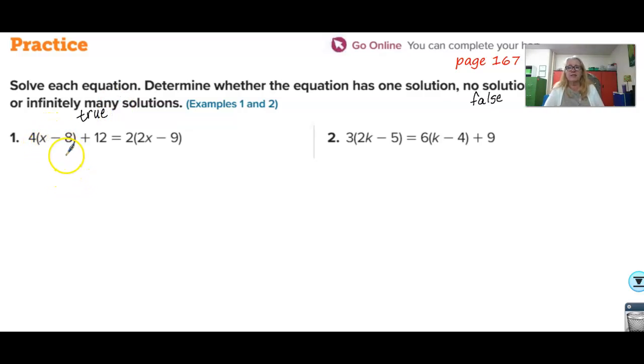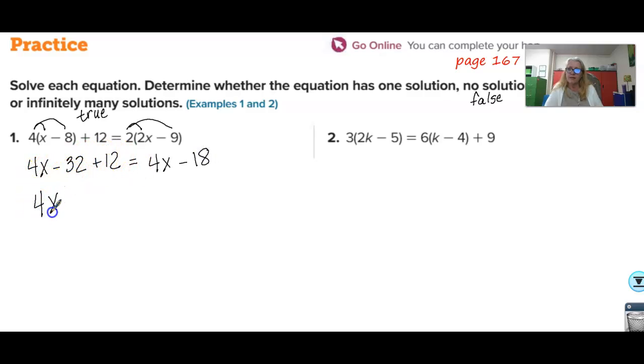First of all, they're pretty messy. I can't tell if the left side and the right side are going to be the same or anything. So we've got to clean them up. Let's use our distributive property to get rid of some parentheses here. 4 times x is 4x. 4 times negative 8 is negative 32 plus 12. Over here, 2 times 2x is 4x. And 2 times negative 9 is negative 18. We could do some combining like terms here.